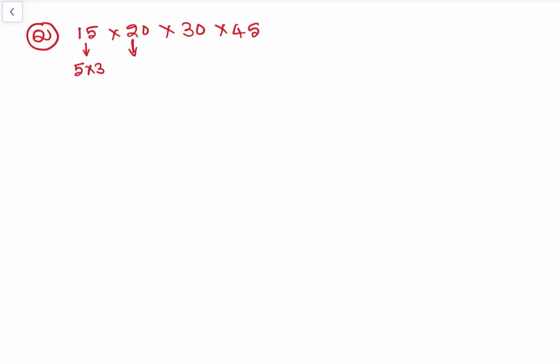So 20 can be written as 10 into 2. ठीक है, then again 10 can be written as 5 into 2. So we need to break down in the form of 2s and 5s because we need to count. So let's do this question, you will easily understand. Now 30 can be written as 10 into 3 and 10 can be written as 5 into 2. So 45 can be written as 9 into 5 and 9 further written as 3 into 3. Further we cannot break down.